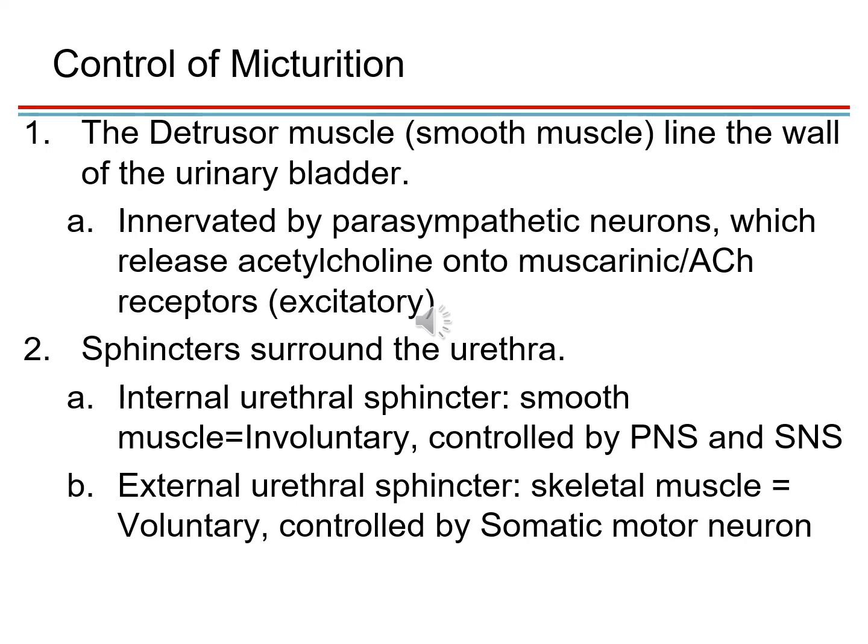The other player in the control of micturition are two sphincters. In the urethra, either males or females, we have two sphincters. One is the internal sphincter that is made of smooth muscle, which is involuntary. So the internal urethral sphincter is made of smooth muscle and is involuntary.